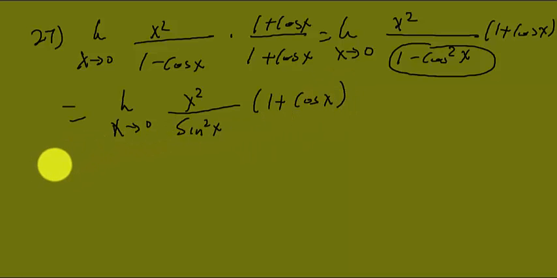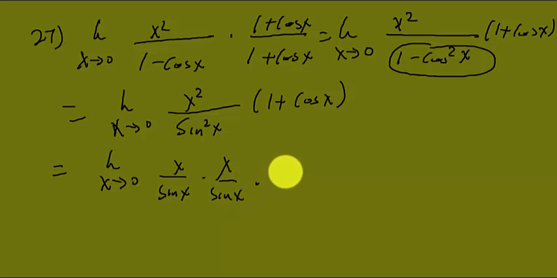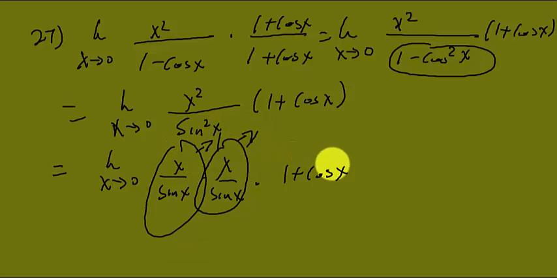So this is the limit as x goes to 0 of x over sine x times x over sine x times 1 plus cosine of x. According to the theorem, that's going to go to 1, that's going to go to 1, and this one I can actually plug in 0, so cosine of 0 is 1, so 1 plus 1 is 2.